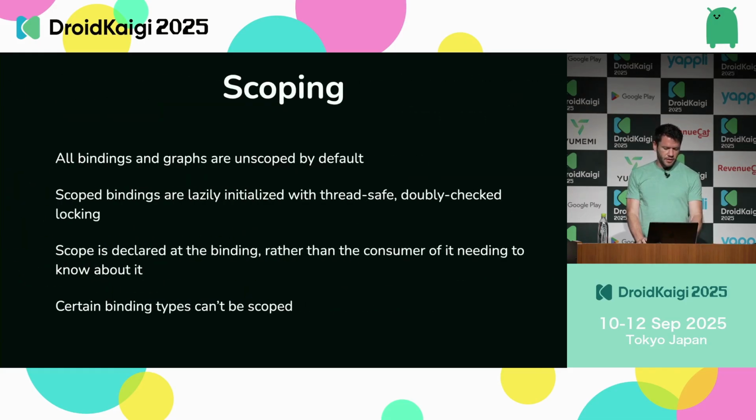Like Dagger, all bindings and graphs are unscoped by default. Scoped bindings are lazily initialized with thread-safe doubly checked locking. The scope is declared at the binding site rather than the consumer of it needing to know about it ahead of time. And certain binding types can't be scoped, and we'll cover those later.